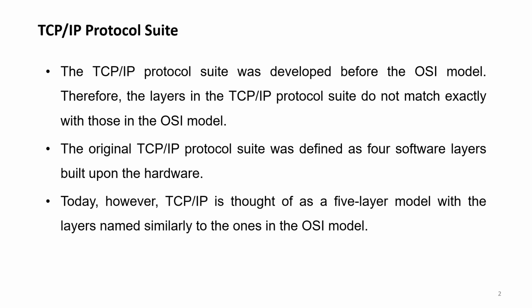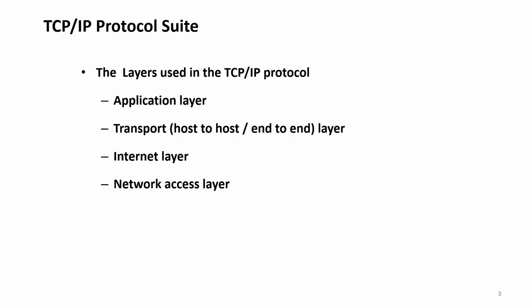Because the TCP/IP suite was designed with practical implementation in mind, its layers do not match the OSI model's layers exactly. Today, however, the TCP/IP model is often thought of as a four-layer model more closely aligned with the OSI model. These four layers are the application layer, transport layer, internet layer, and network access layer.